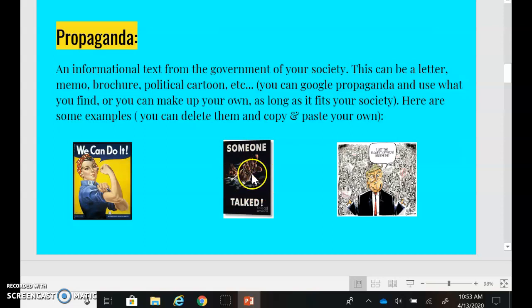This is another one from around wartime. They were just saying, be careful what you say to people because you don't want to give people information and then the enemy use that information in order to kill different groups. All right, here's a political cartoon where it says, I get the biggest crowds, believe me.